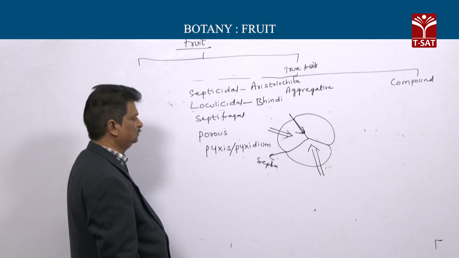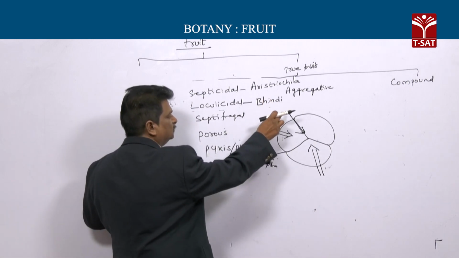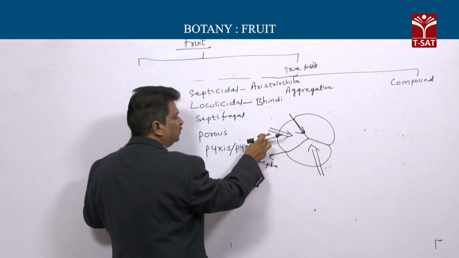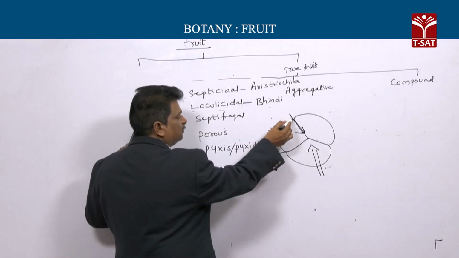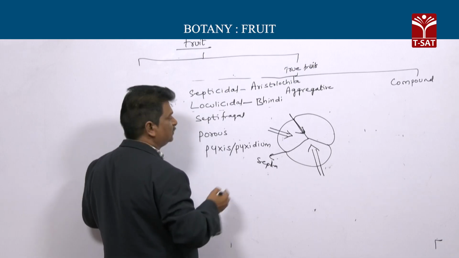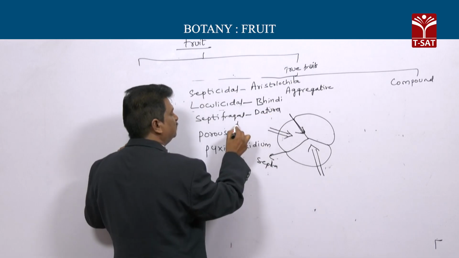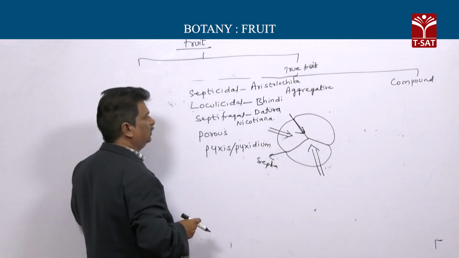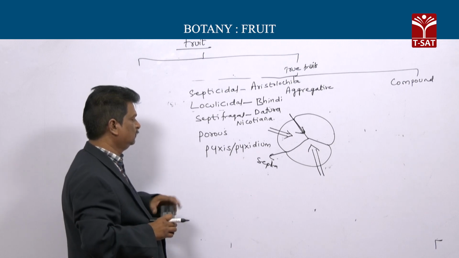Then third one, septifragal capsule. Septifragal means it shows either septicidal or loculicidal type of dehiscence. If it shows either septicidal or loculicidal type of dehiscence, called a septifragal. Example for septifragal, Datura and Nicotiana.